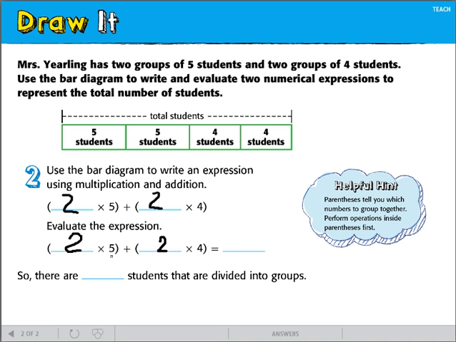Alright, I do the same thing. 5 times 2 is 10. 2 times 4 is 8. There's my addition sign in the middle. 10 plus 8 is 18. And here it says there are, I'm going to write it underneath the line just because I don't have room up there. There are 18 students that are divided into groups.